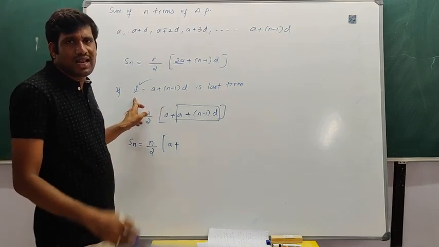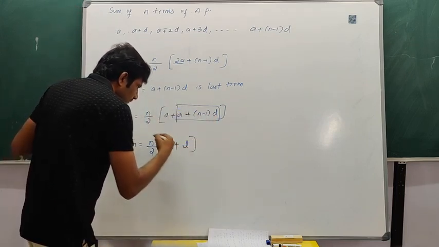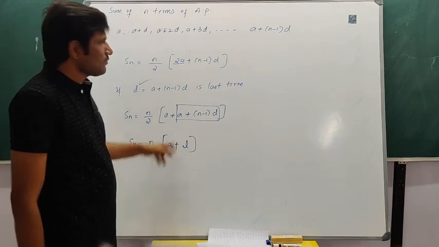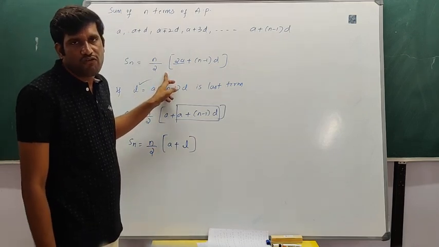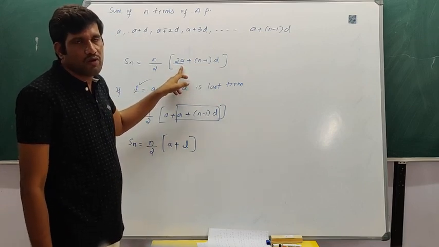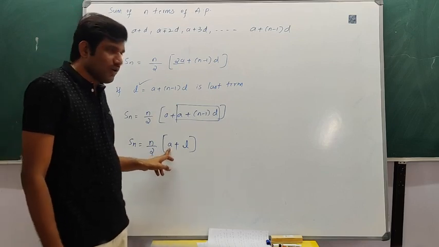So what is l? It is the last term. A plus n minus 1 into d is the nth term. So this is also a formula to find the sum of n terms. This formula we can use when we know the value of a and d. And this formula we can use when we know the value of a and n.